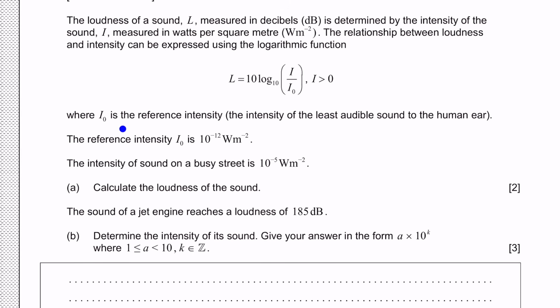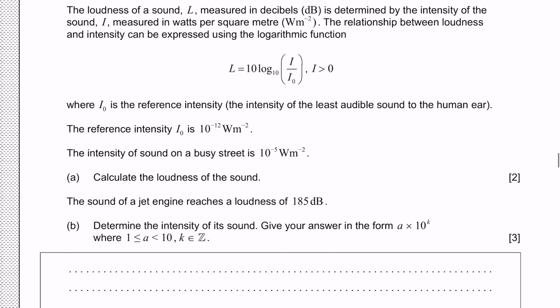Where I naught is the reference intensity, that is to say the intensity of the least audible sound to the human ear. The reference intensity I naught is 10 to the negative 12 watts per square meter. The intensity of sound on a busy street is 10 to the negative 5 watts per square meter. Calculate the loudness of the sound.